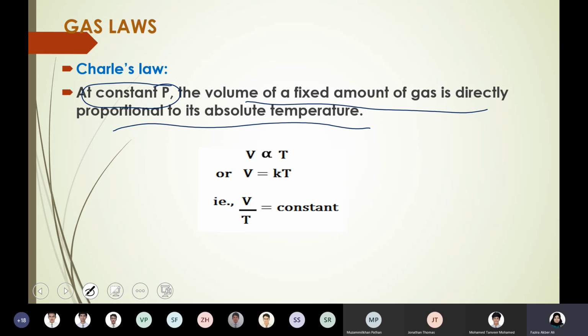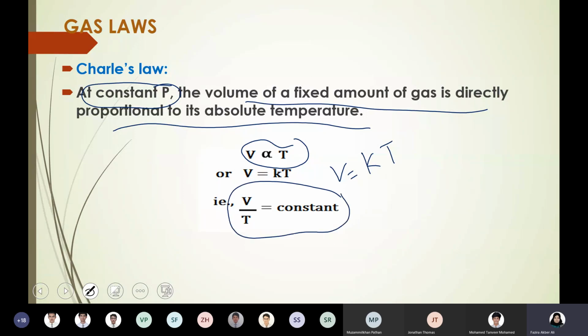Volume is proportional to absolute temperature. So this is the relation or the law connecting volume and temperature of a gaseous substance. Volume is proportional to temperature, or you can say volume is equal to K into T, where K is the proportionality constant. Or you can say V by T is a constant.